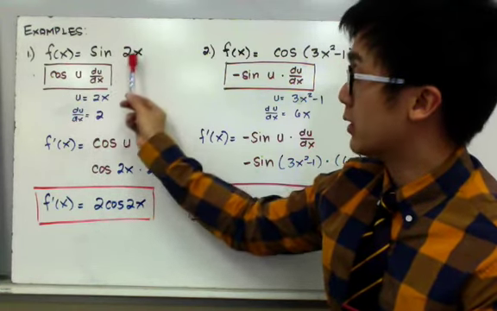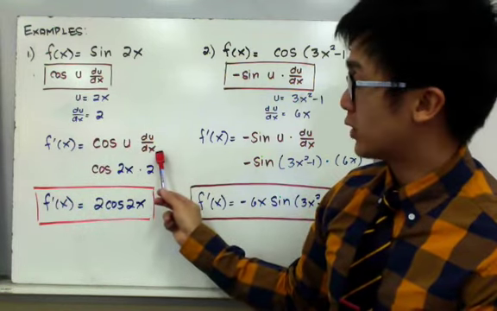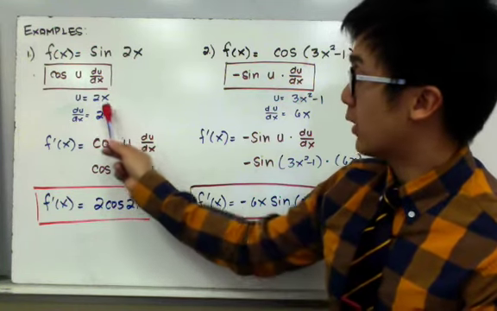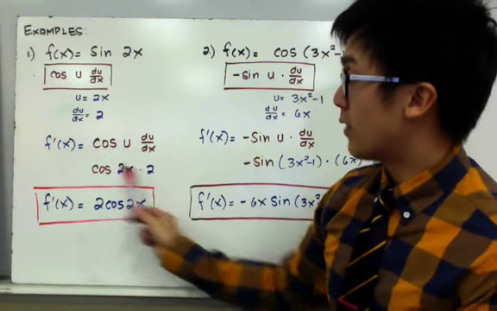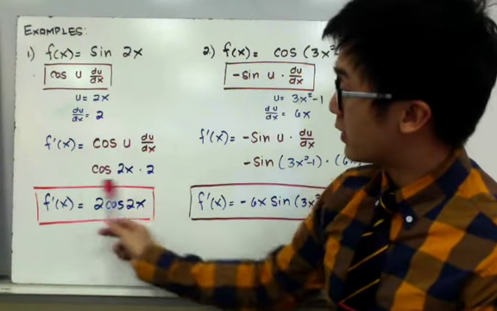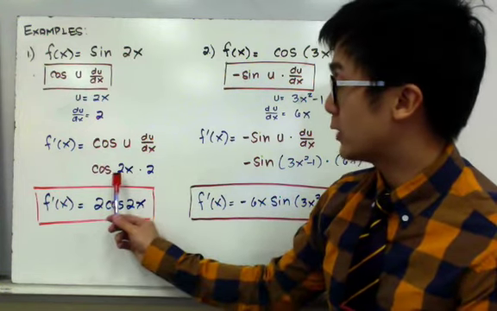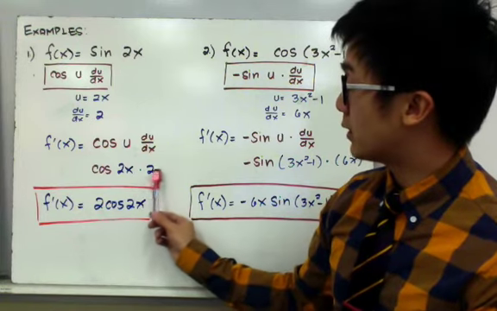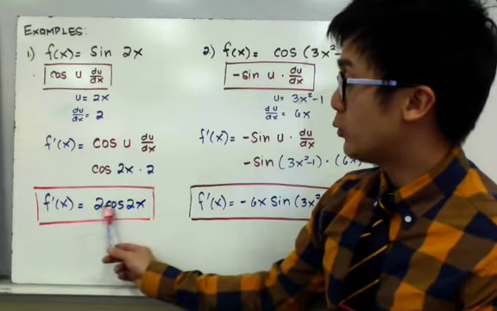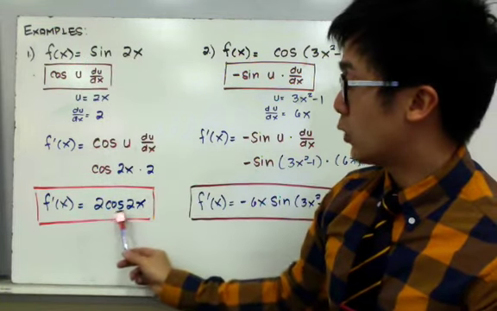So f prime of x, which is the derivative of f of x, is equal to cosine u du dx based on the formula sheet. By substitution, since u is 2x and du dx is 2, the derivative of the function is equal to cosine 2x times 2. This is already our derivative, but in trigonometry we can still further simplify: the constant at the very end we can place at the very front, making it 2 cosine 2x. So the derivative of f of x, which is sine 2x, is simply 2 cosine 2x.